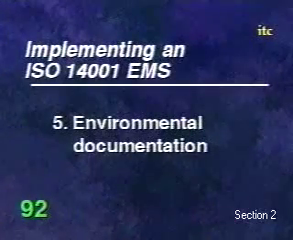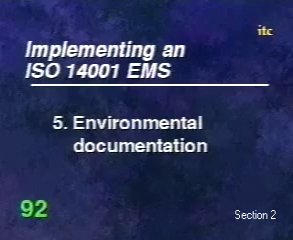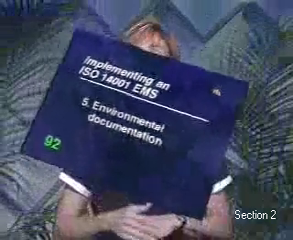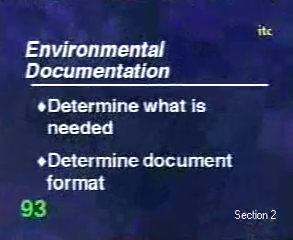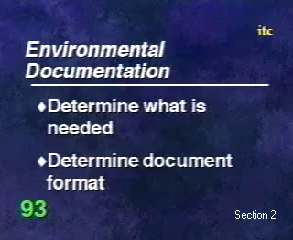The fifth step is environmental documentation. This step entails the review of your organization's documentation structure. Depending upon the findings associated with this review, this step may also entail the development of procedures, specifications, work instructions, best management practice, and/or an environmental manual. Here are some steps to help you through this documentation stage.